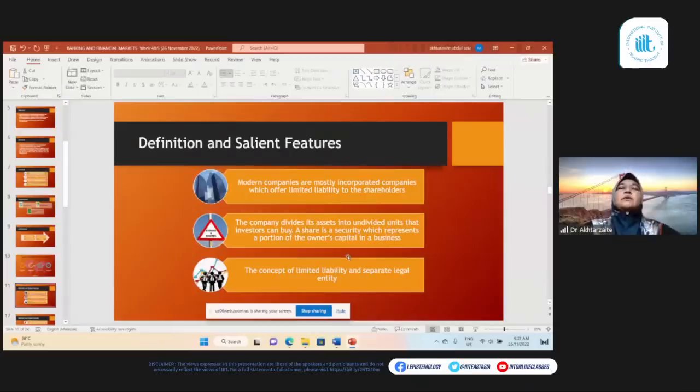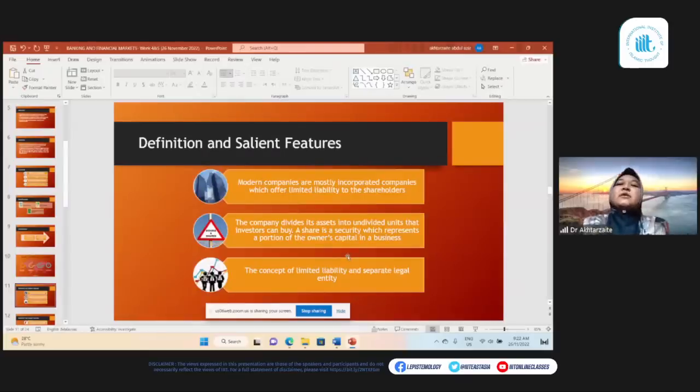So when we talk about the Islamic equity market, we are actually talking about shares or stock, investment in shares or stock. The words shares and stock have the same meaning. So we go through this in order to understand what investment in the equity market actually is.